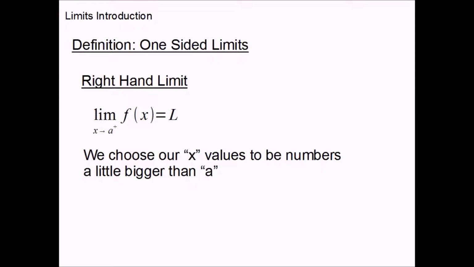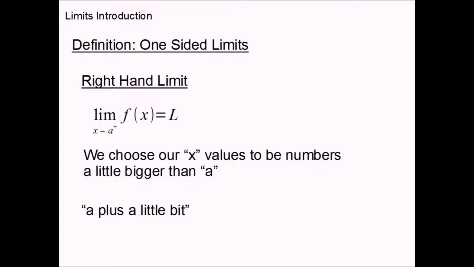We have different kinds of limits. There are what is known as the one-sided limits, and there are two of them. There's the right-hand limit, which we indicate by putting a little plus on the a. It looks sort of like an exponent. Basically, this means that we're going to choose our x values to be numbers that are a little bit bigger than a. It's called the right-hand limit because if you think about a number line, these are all numbers that will be to the right of the special value.